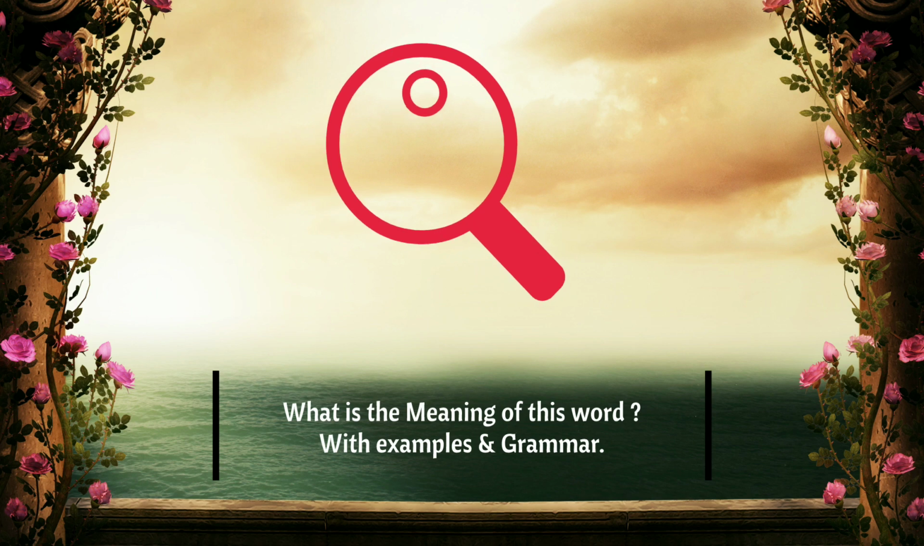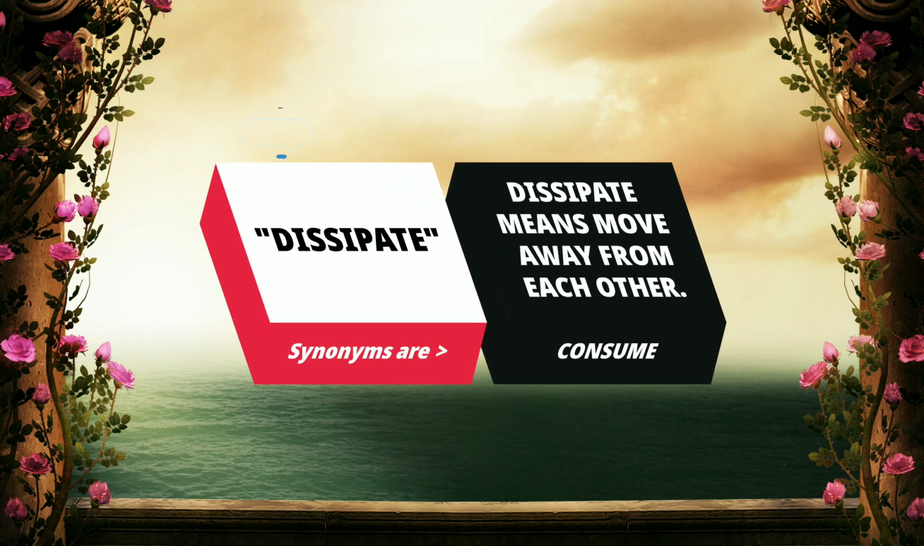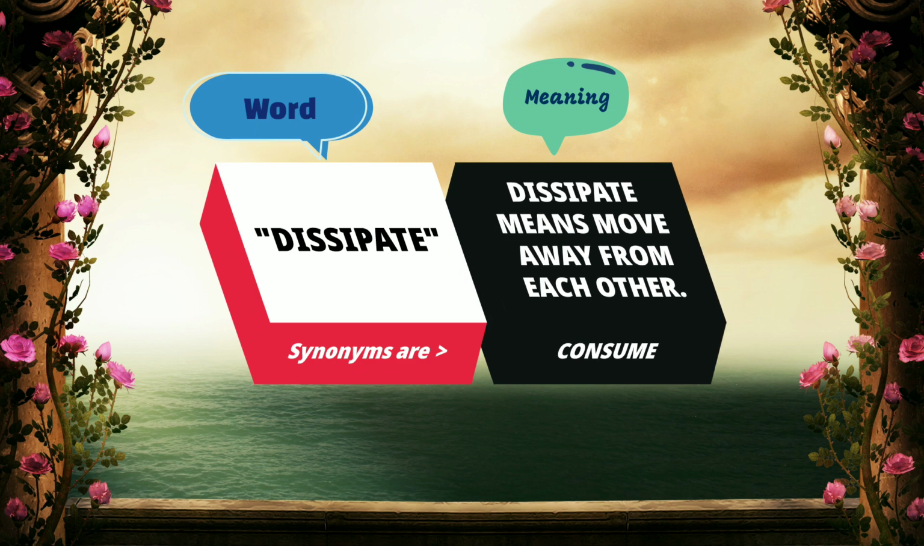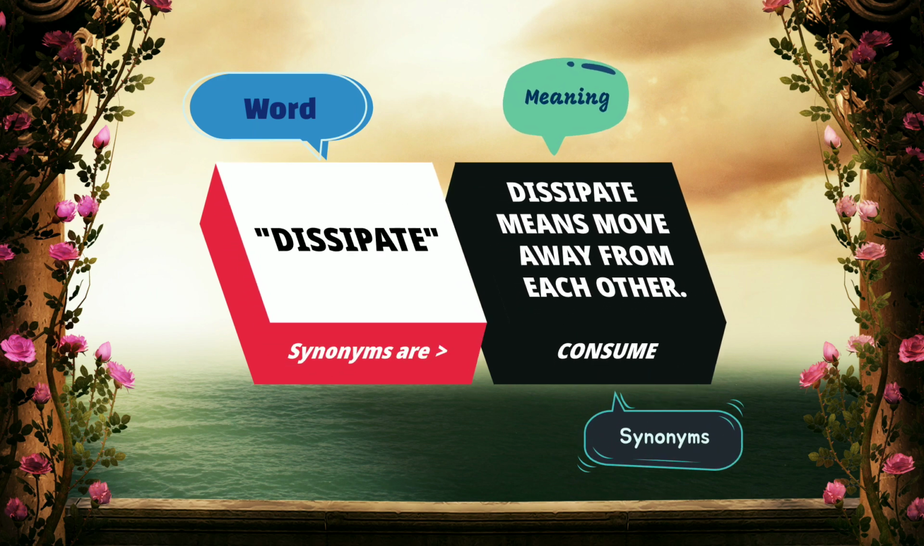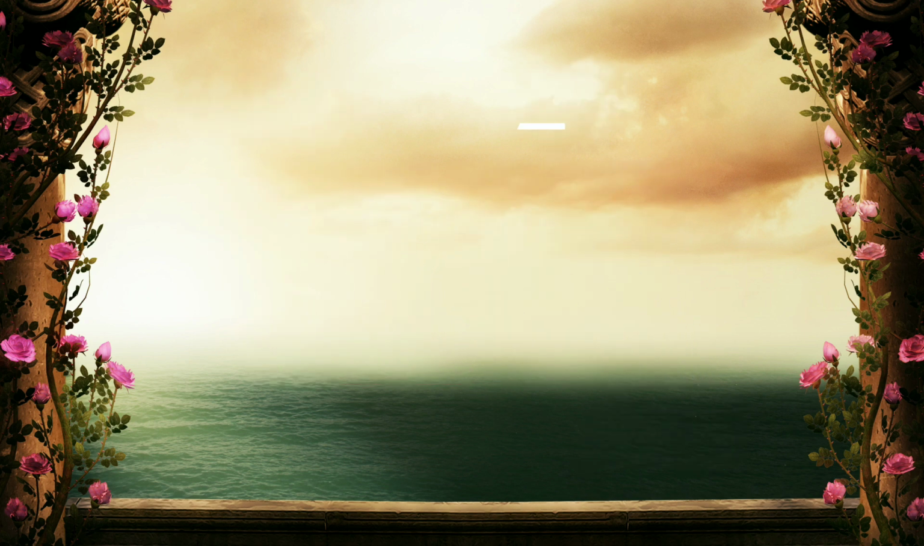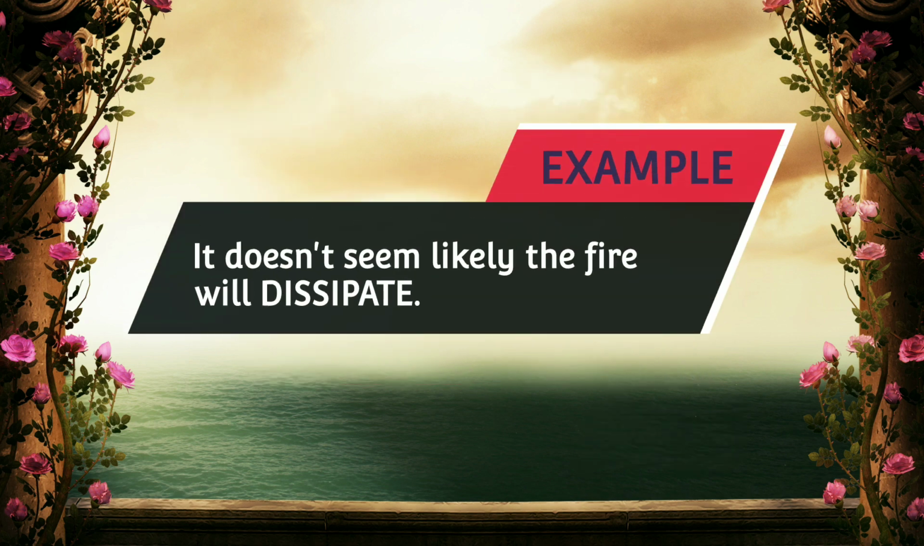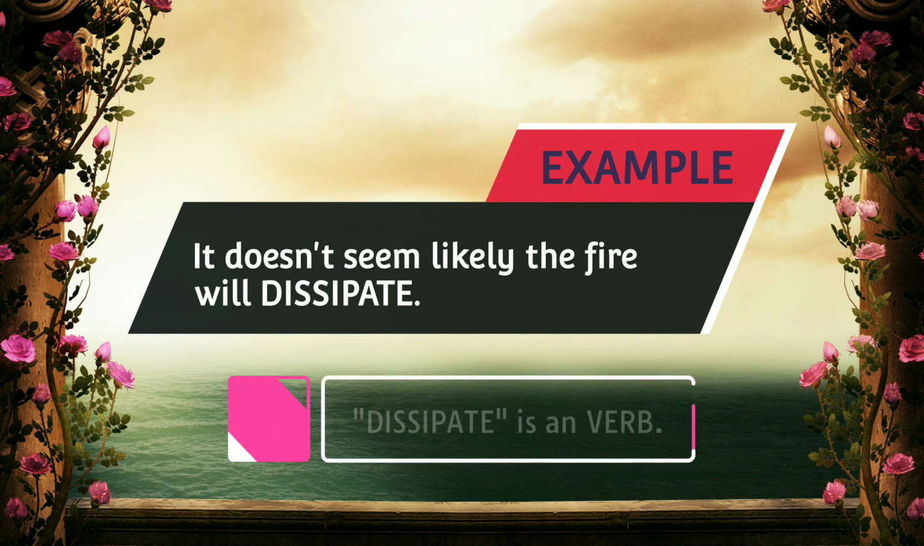Today we're going to look at the meaning of this word and an example with grammar. The word is dissipate. Dissipate means move away from each other. Synonyms of dissipate are consume, scatter. Example: it doesn't seem likely the fire will dissipate. It doesn't seem likely the fire will dissipate.